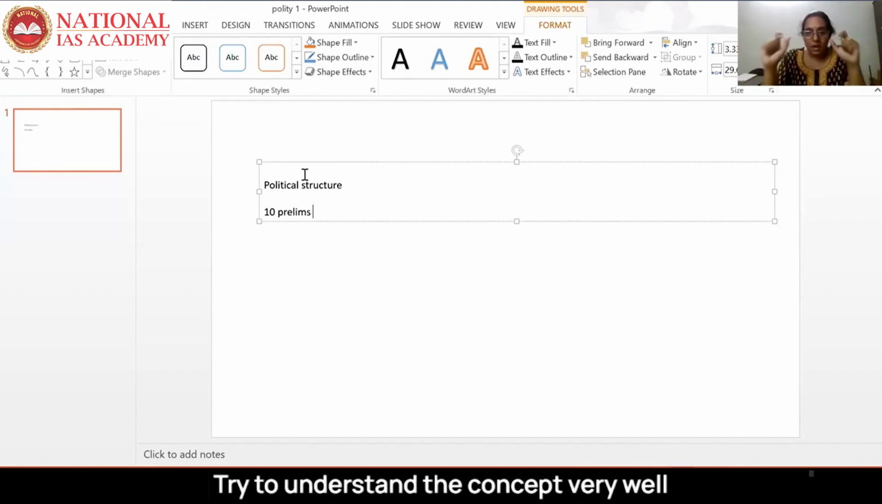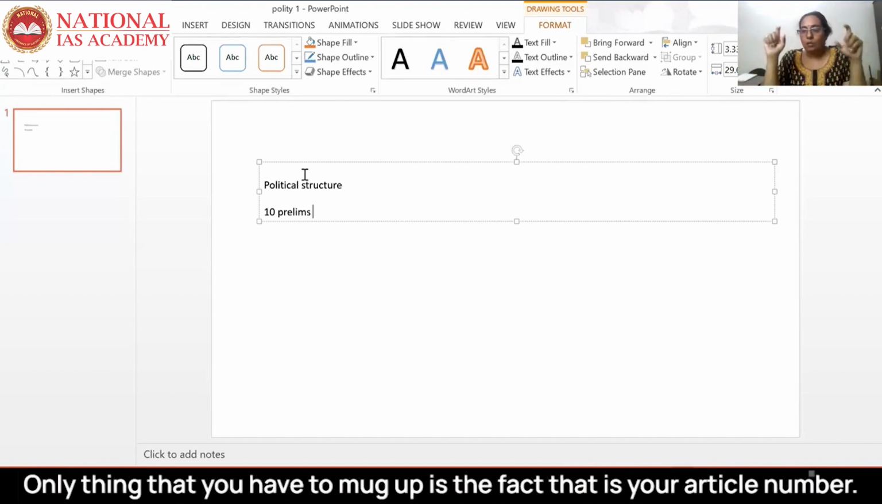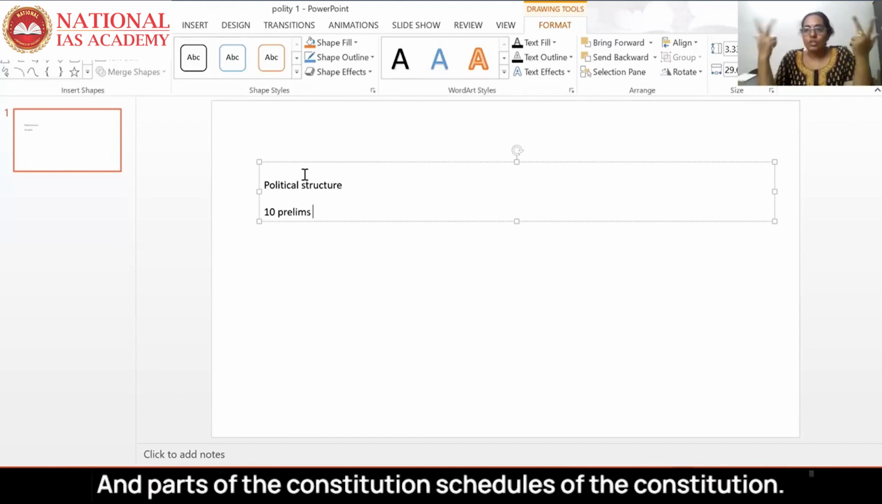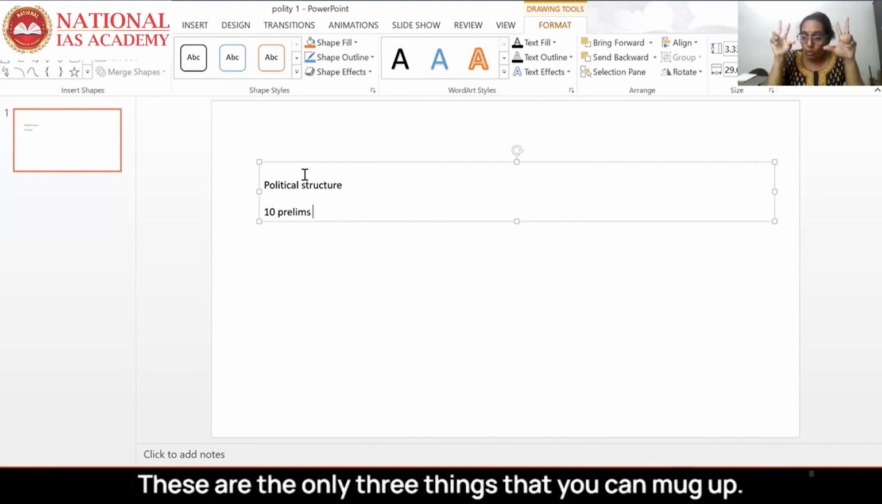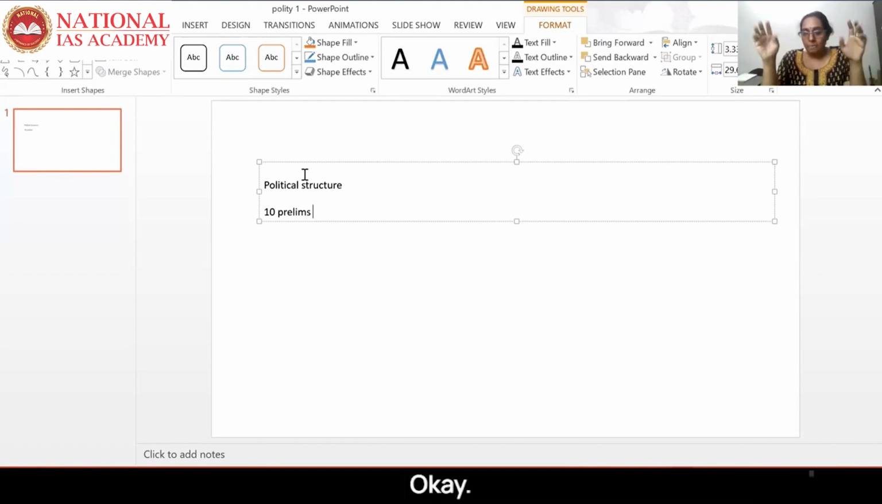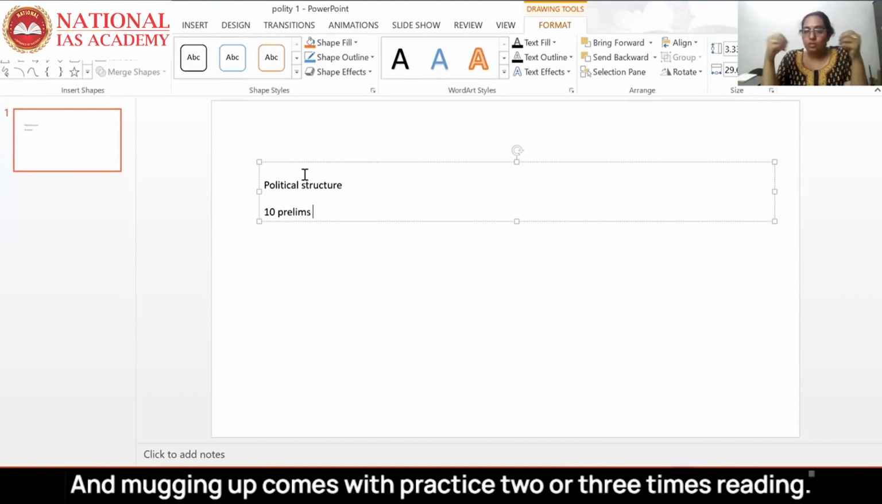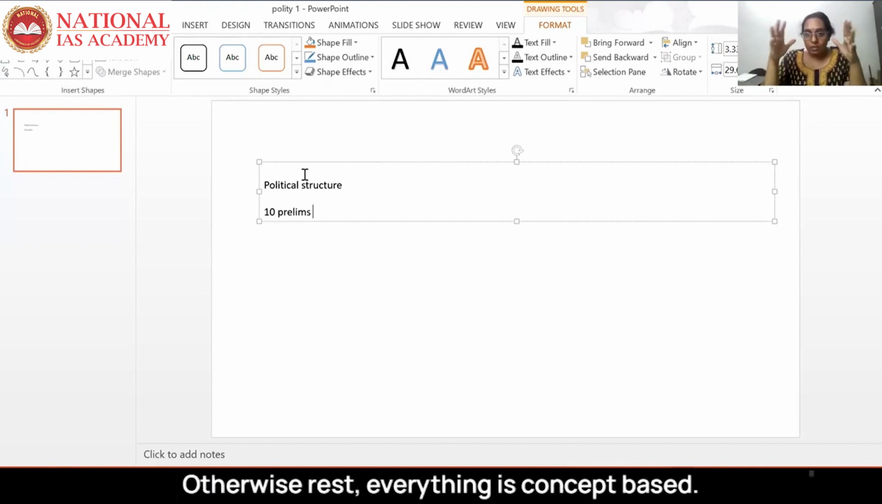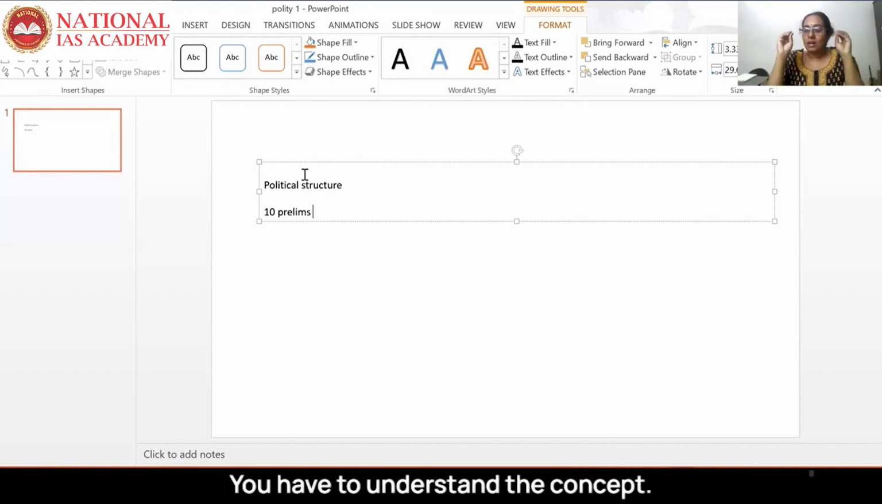Try to understand the concept very well, because you cannot mug up everything. Only thing that you have to mug up is the fact that is your article number and parts of the constitution, schedules of the constitution. These are the only three things that you can mug up. Okay, and mugging up comes with practice, 2 or 3 times reading. Otherwise, rest everything is concept based. You have to understand the concept.